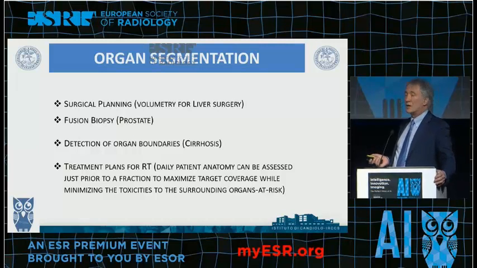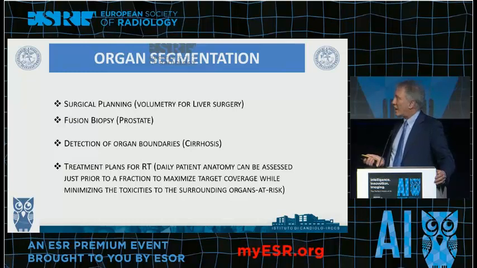Application in abdominal imaging of organ segmentation. The first thing, one of the most obvious, is volumetry, for example. I take the example of liver surgery, or also extraction of the 3D volume of the prostate from, for example, MRI, and this can be imported on the ultrasound equipment to perform fusion biopsy.